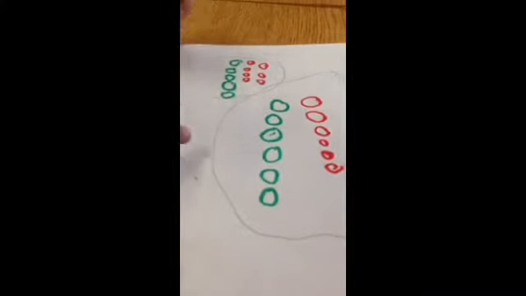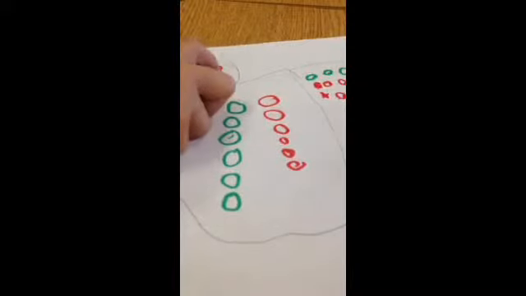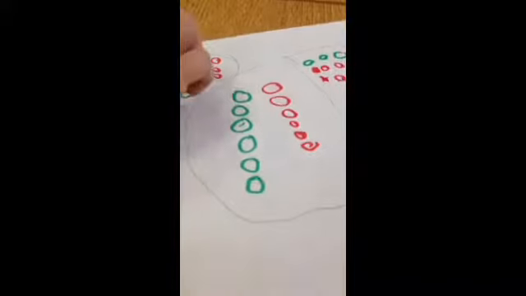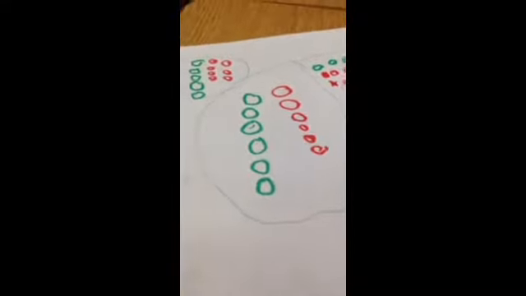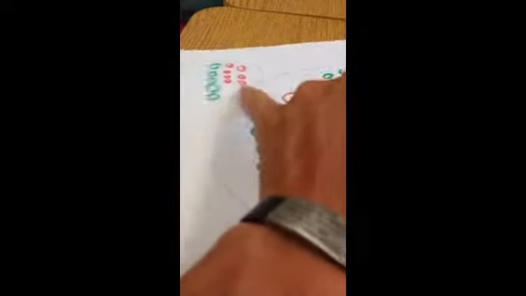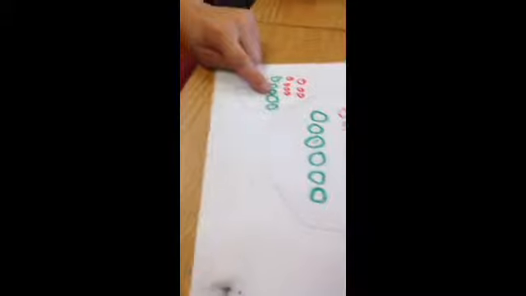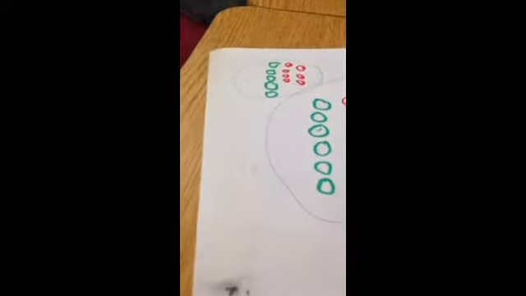We're done. Now how many apples are there? 1, 2, 3, 4, 5, 6, 7, 8, 10, 11, 12. Okay, so how many red apples did we have? We had 7. And how many green? 2, 3, 4, 5. So that was another answer.